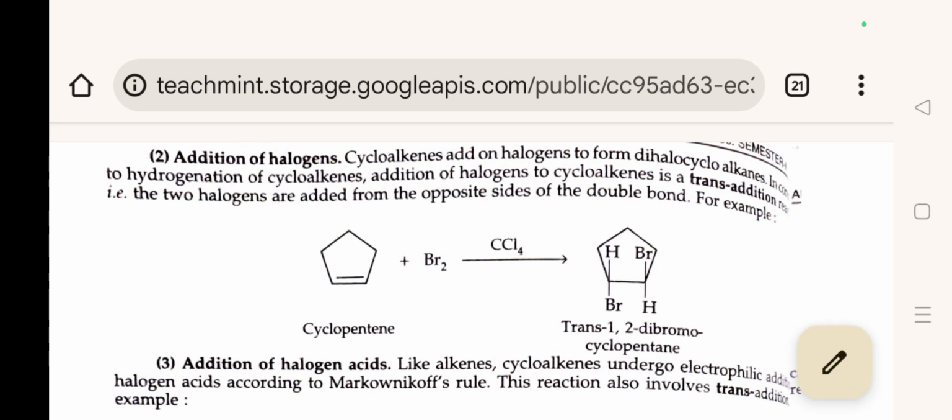Addition of halogens: cycloalkenes add on halogen to form dihalocycloalkanes, in contrast to hydrogenation forming cycloalkanes. Addition of halogen to cycloalkenes is a trans-addition reaction, that is, the two halogens are added from opposite sides of the double bond. For example, cyclopentene plus Br2 in the presence of CCl4 gives us trans-1,2-dibromocyclopentane.